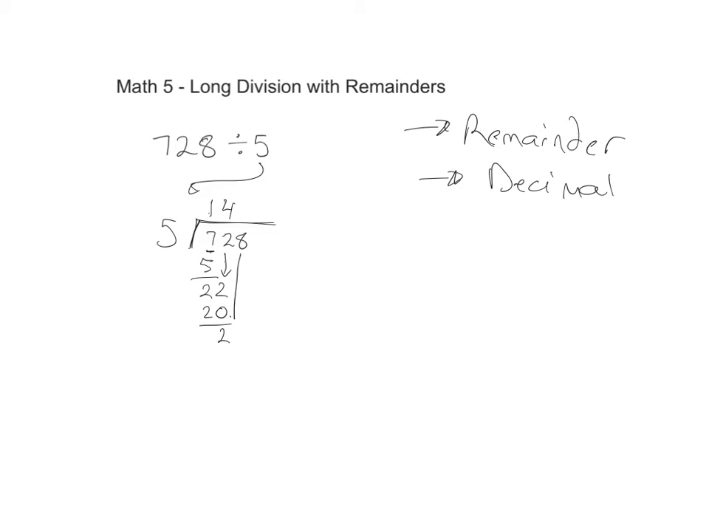We bring down our next number, 8. So now we have 25. We just did these multiples: 5, 10, 15, 20, 25. So 5 times 5 is 25. In this case, we didn't use all 28, so we're left with 3. And we're done, we don't have any more numbers up here that we're working with. So if you divide 728 into 5 groups, you have 145 in each group, but you have 3 remaining. So I'm just going to put the R3 at the end.